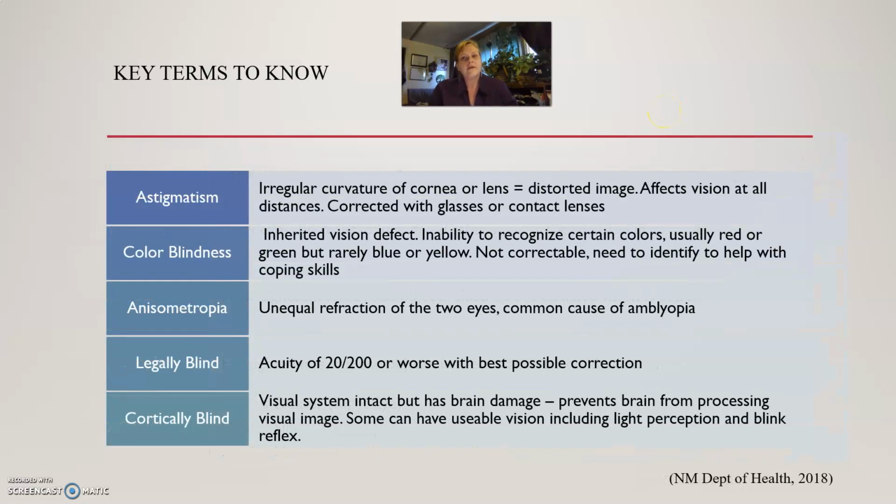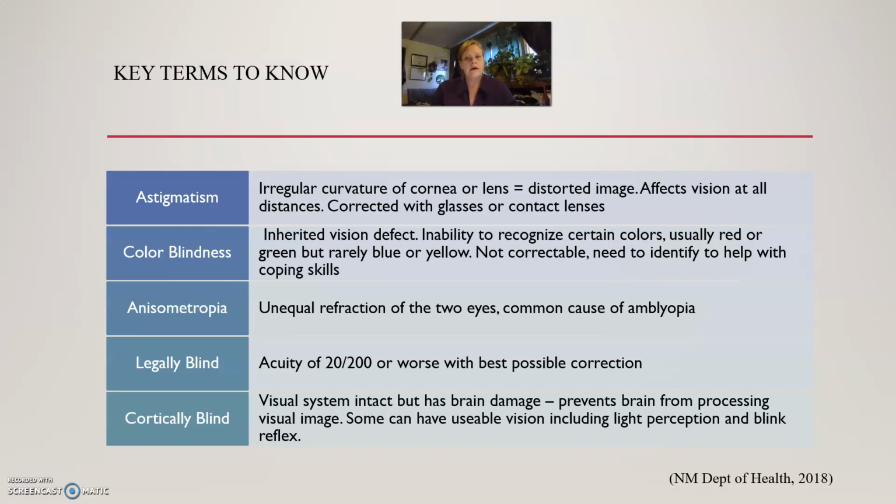Astigmatism, irregular curvature of the cornea or lens, which results in a distorted image, affects vision at all distances. It's corrected with glasses or contact lenses. Color blindness, an inherited vision defect, usually the inability to see red or green, but rarely can be blue or yellow. It's not correctable, but if we identify it, we can help with coping skills.